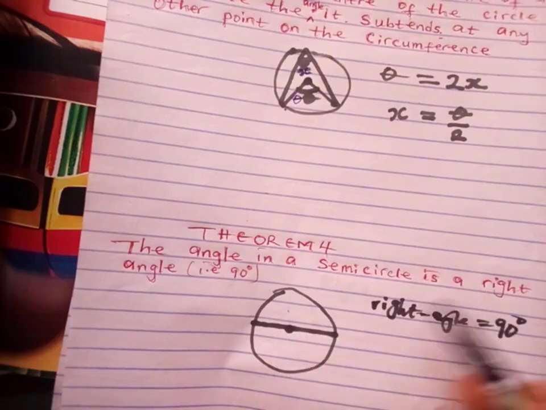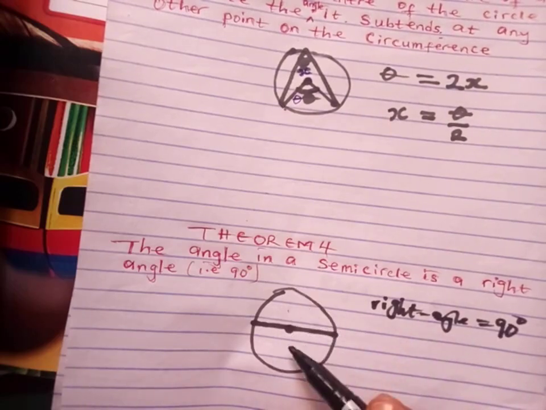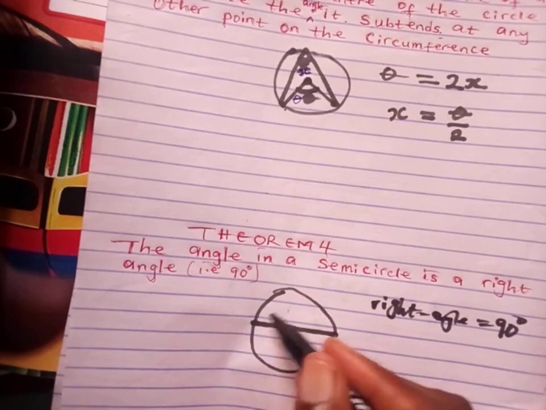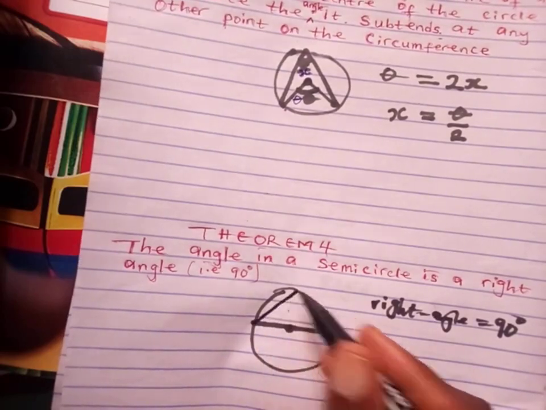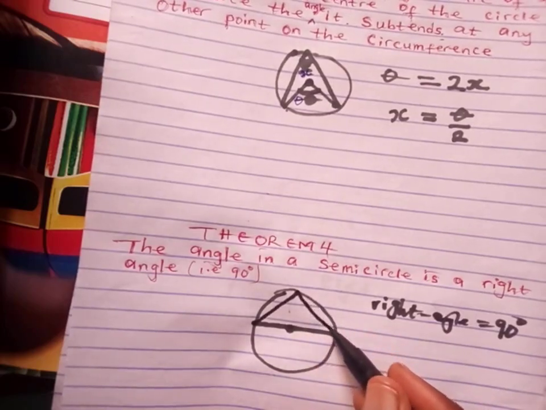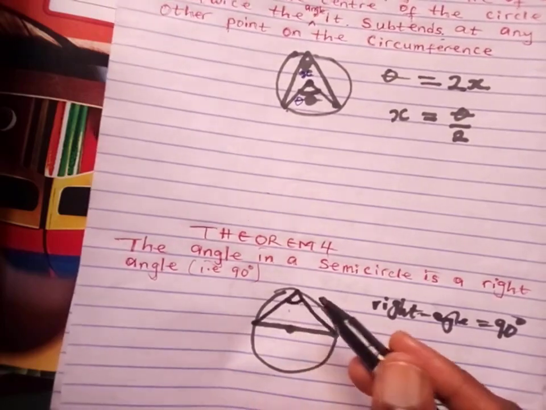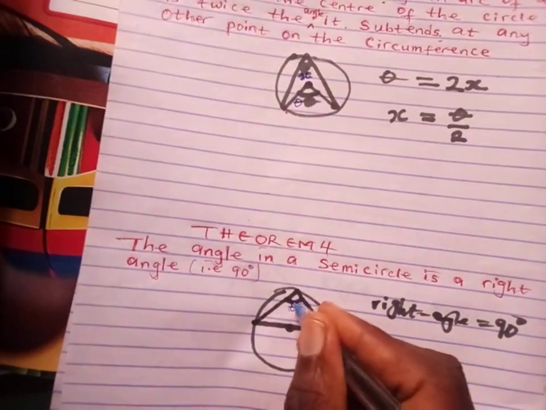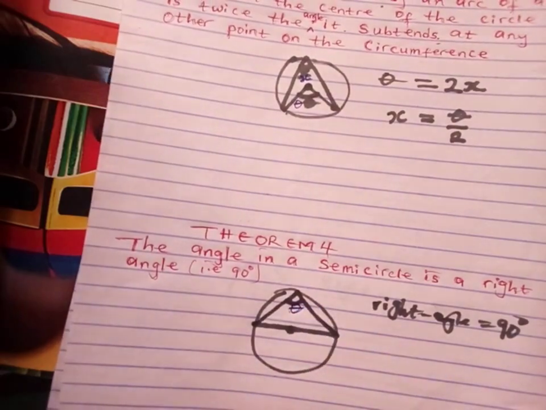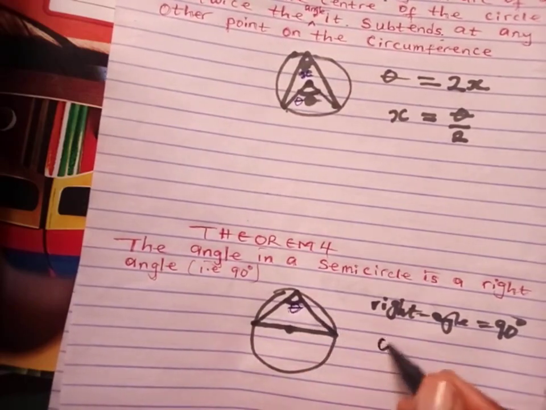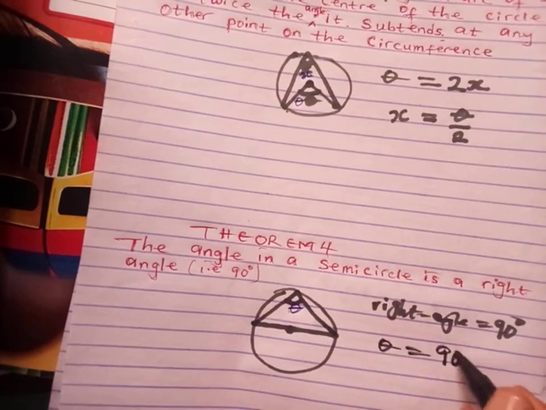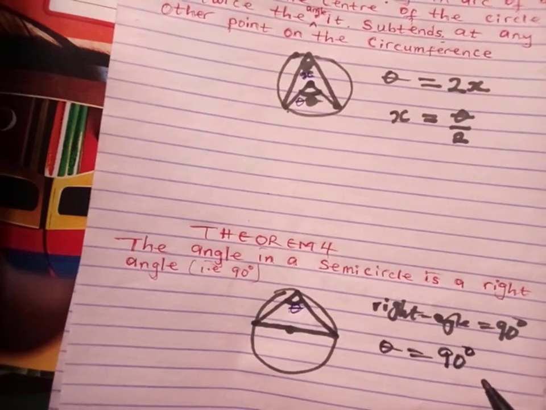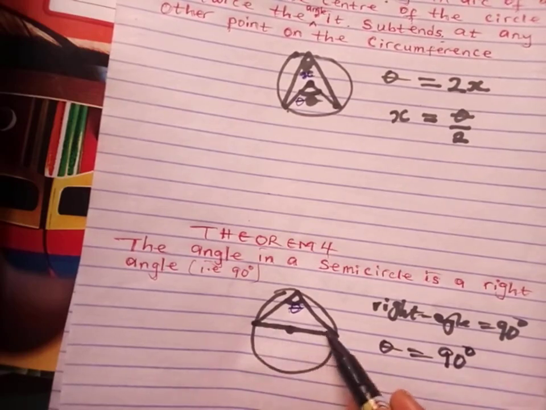So the angle in a semicircle, this is one of the semicircles. Let's form an angle in the semicircle. Let me take an angle formed here. Now if I call this very angle theta, the law is saying that this very angle theta is going to be equal to 90 degrees. Why is it so? Because it is formed in a semicircle.